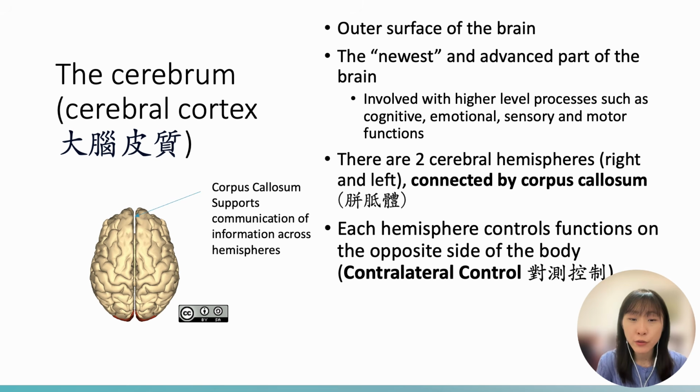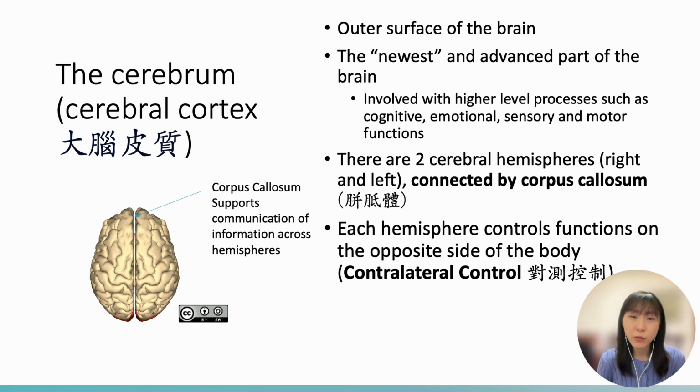Finally, moving on to the cerebrum, which we also call the cerebral cortex. This is the most recently evolved area of the brain. And it's involved in higher level processes like cognitive functioning. So there are two cerebral hemispheres, the right and the left, and in the center it is connected by the corpus callosum. So each hemisphere is controlled for the other side of the body.